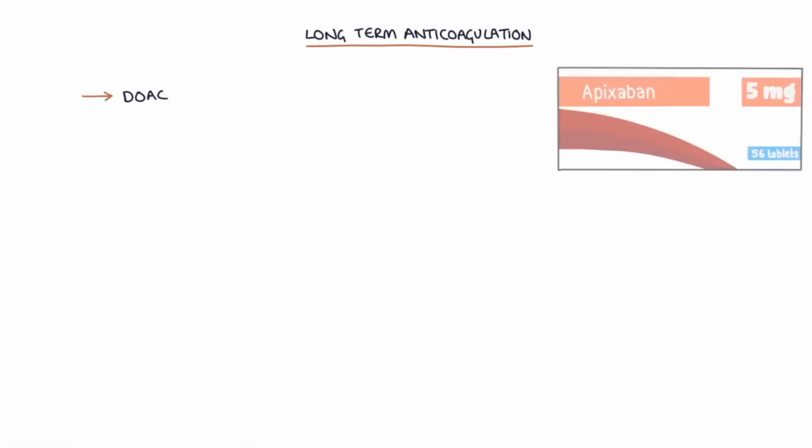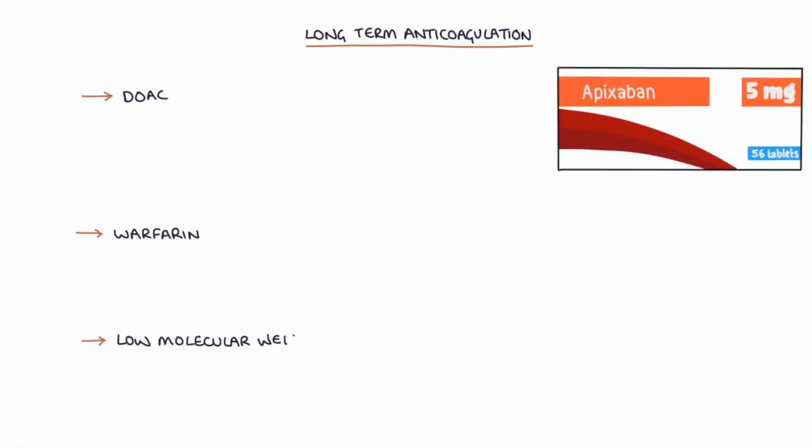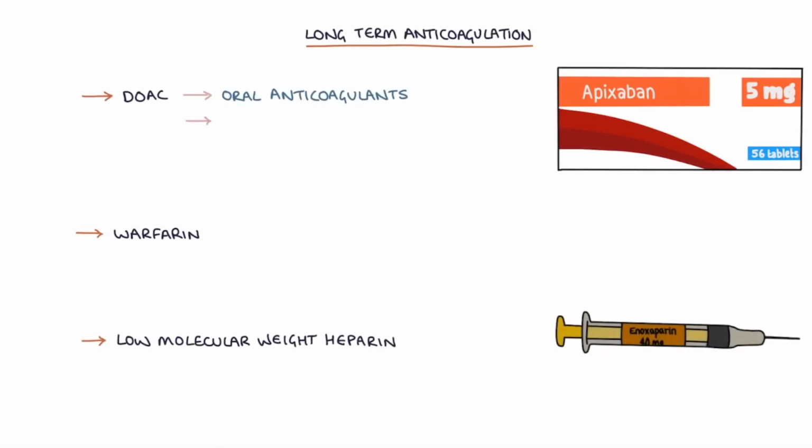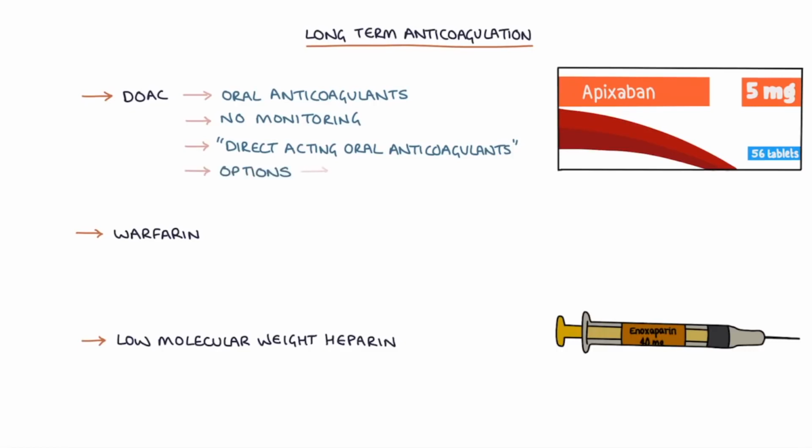Next, let's talk about long-term anticoagulation. The options for longer-term anticoagulation in venous thromboembolism are a DOAC, warfarin, or low molecular weight heparin. DOACs are oral anticoagulants that do not require monitoring. They were called novel oral anticoagulants, or NOACs, but this has been changed to direct-acting oral anticoagulants, or DOACs. Options are apixaban, rivaroxaban, edoxaban, and dabigatran. They're suitable for most patients, including patients with cancer.